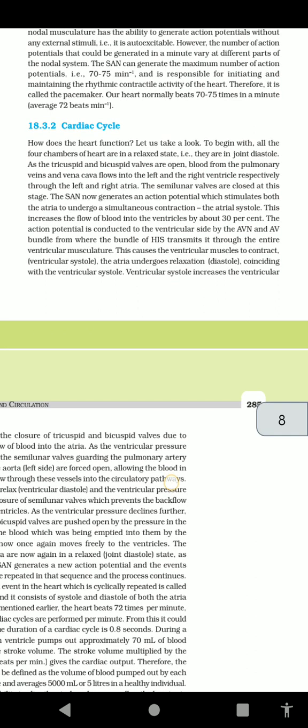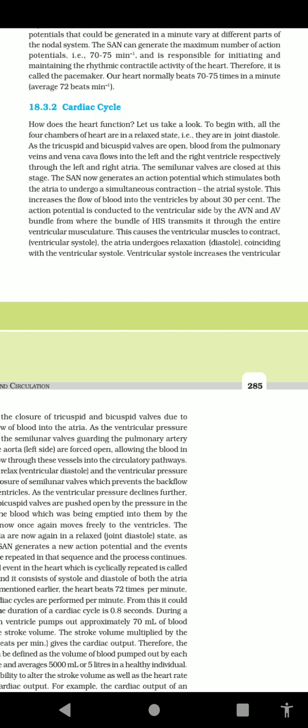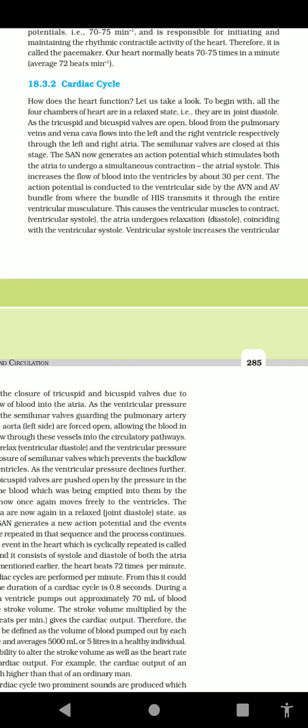The sinoatrial node can generate the maximum number of action potentials, 70 to 75 per minute, and is responsible for initiating and maintaining the rhythmic contractility of the heart. Therefore, it is called the pacemaker. Our heart normally beats 70 to 75 times per minute on average.